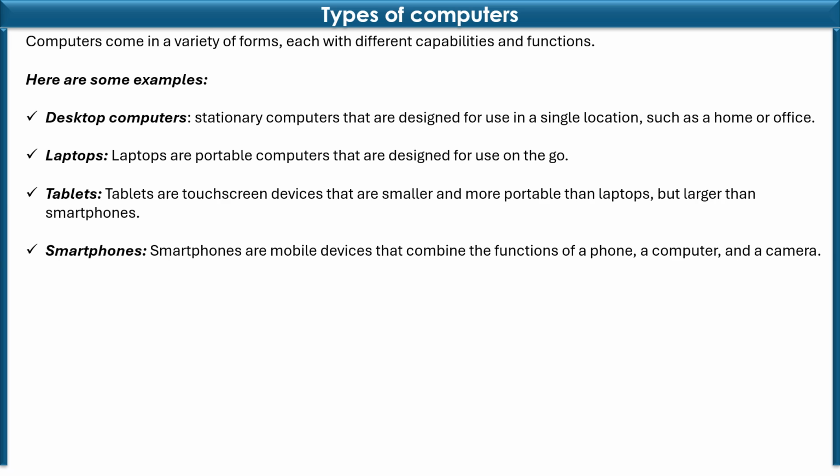Then the types of computers. Computers come in a variety of forms, each with different capabilities and functions, such as we have desktop computers, laptop computers, tablet computers, and then smartphone computers.